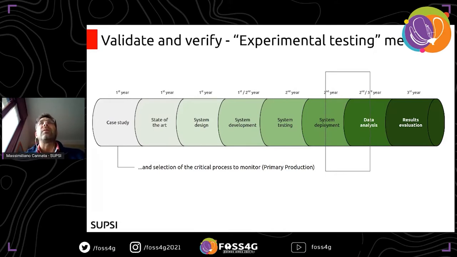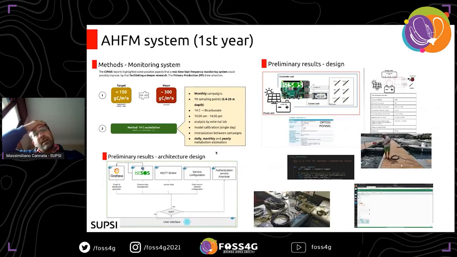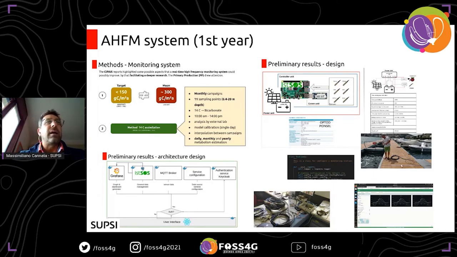So we have deployed the system and we are in the phase of developing data analysis and taking some preliminary conclusions. The method that we wanted to assess, as an example for climate change, is how we can estimate the primary production of the lake, which is the production of primary organic matter. This has generally been estimated with monthly campaigns using the C14 isotope. This is an expensive procedure. It is also somewhat dangerous because it is radioactive, etc. And as I said, you have 12 values a year.